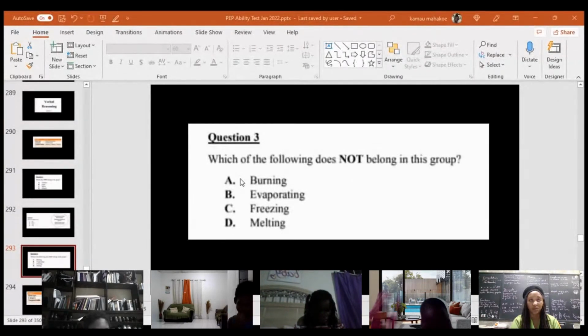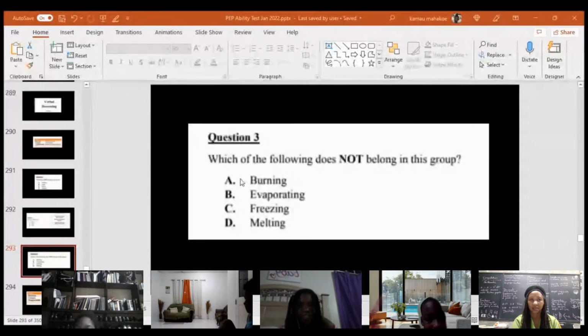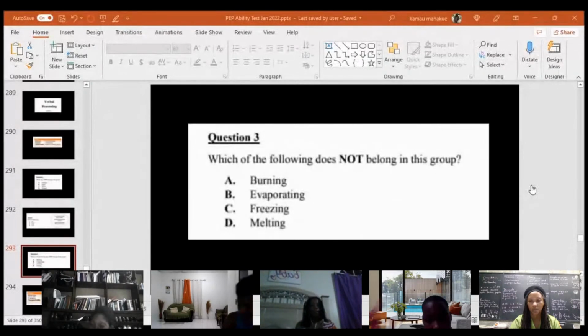You're saying water can go through the other changes, but it can't burn. Yes, miss. That's a weird way of putting things. All right. Let me hear what you're saying, Madison. Miss, evaporating, freezing, and melting are all reversible changes except for burning. You can't unburn something. If you burn it, it's going to stay burnt.